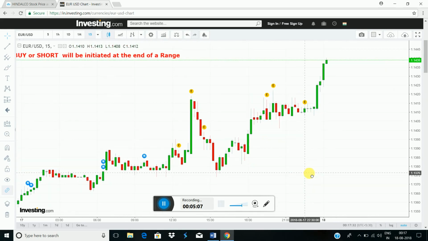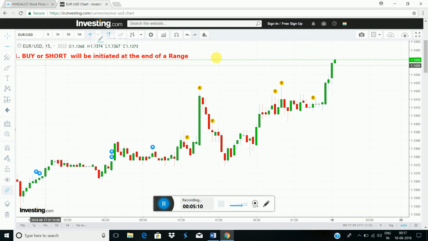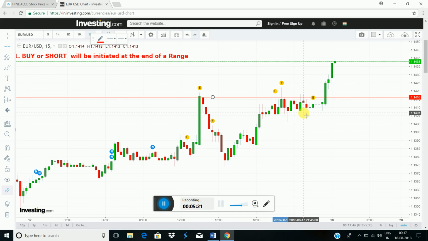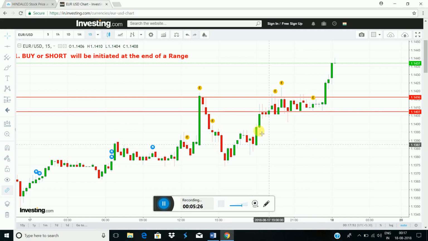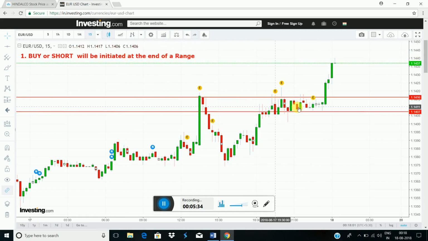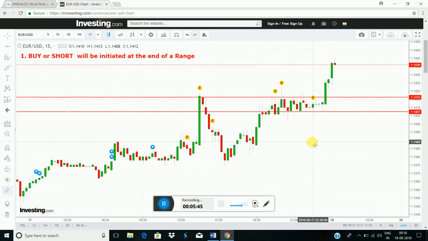Let's see over here. Let's see over here. What do we have? Is this what you call a range? This area right over here. Is this a range? Absolutely. This thing is a range which is being formed. Okay. So first rule is clear, that buying or shorting will be initiated at the end of a range.